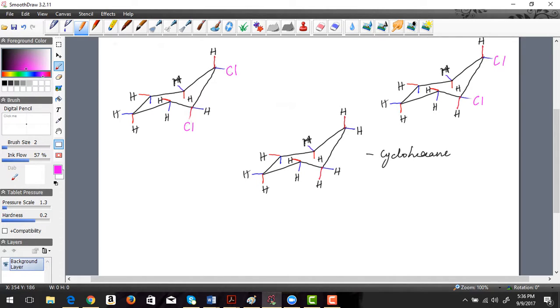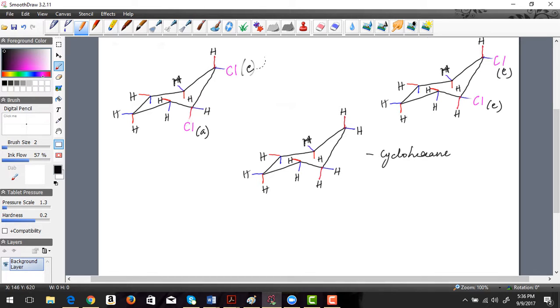Now here, the chlorine, let me get my black back. In here, this chlorine is in equatorial position, right? This is equatorial, this is axial, right? Here, this is equatorial, this is also equatorial. Anytime you have a substituent, if the substituents are in the equatorial position, then that molecule is more stable.